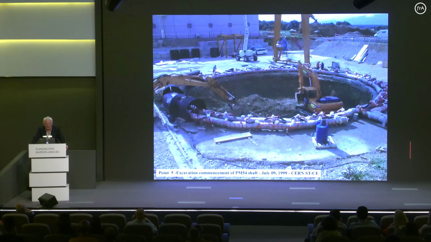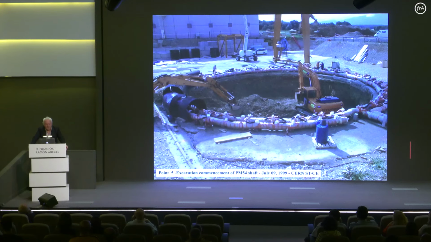Another interesting annoyance was that in sinking one of the CMS shafts, this was Dragados again, we knew that there was an underground river, but we underestimated the force of it.